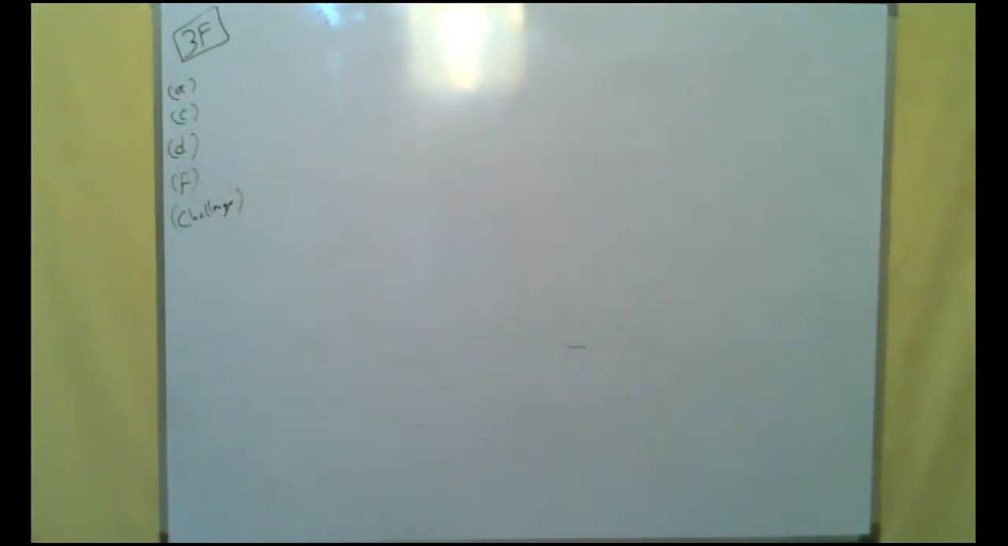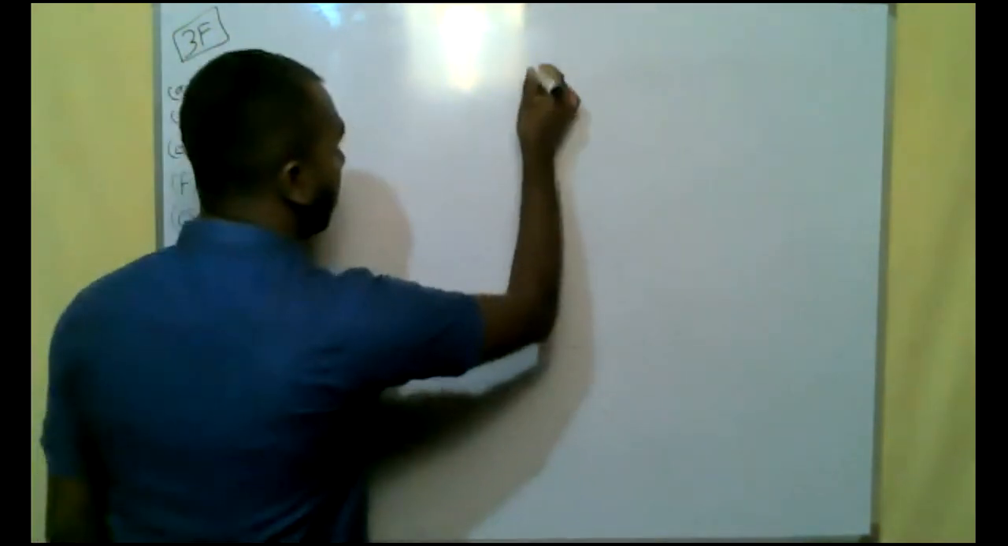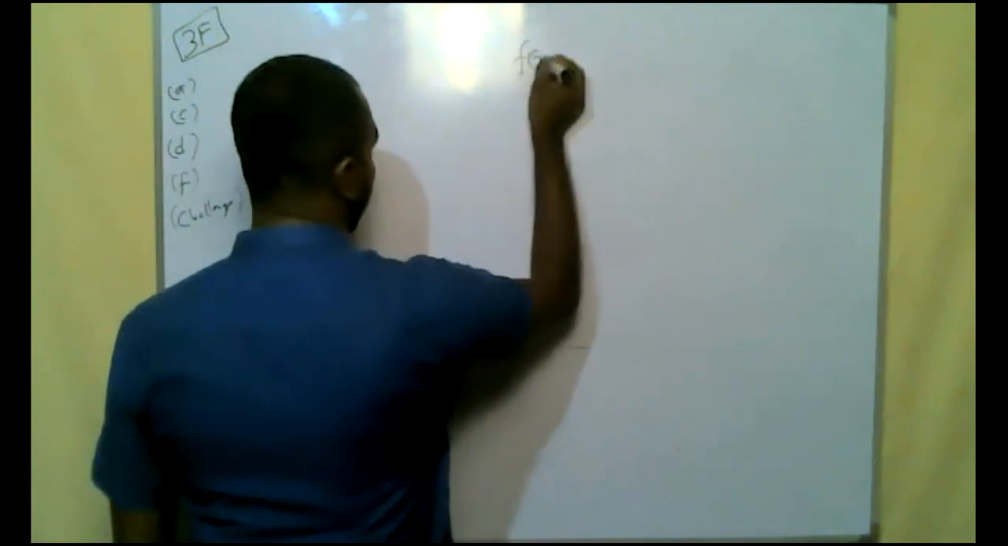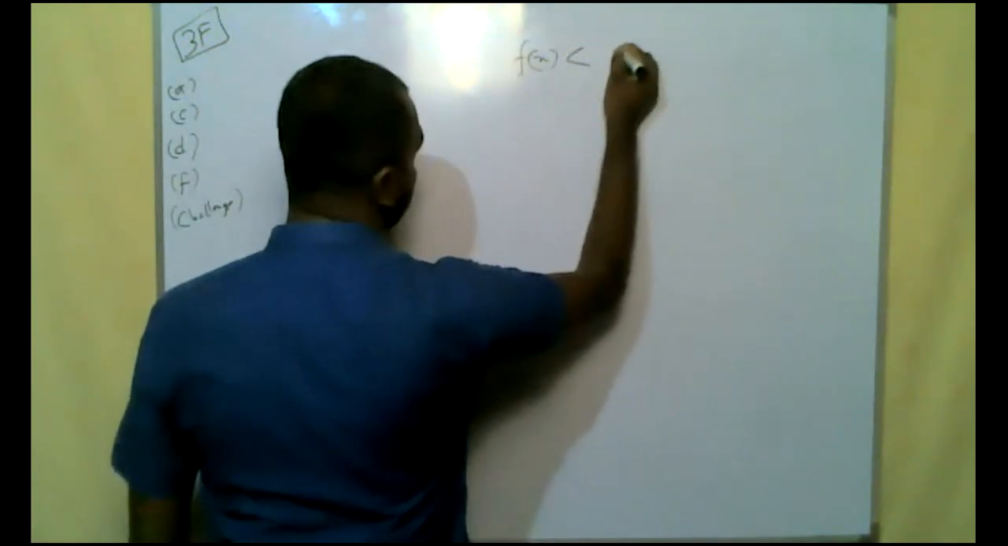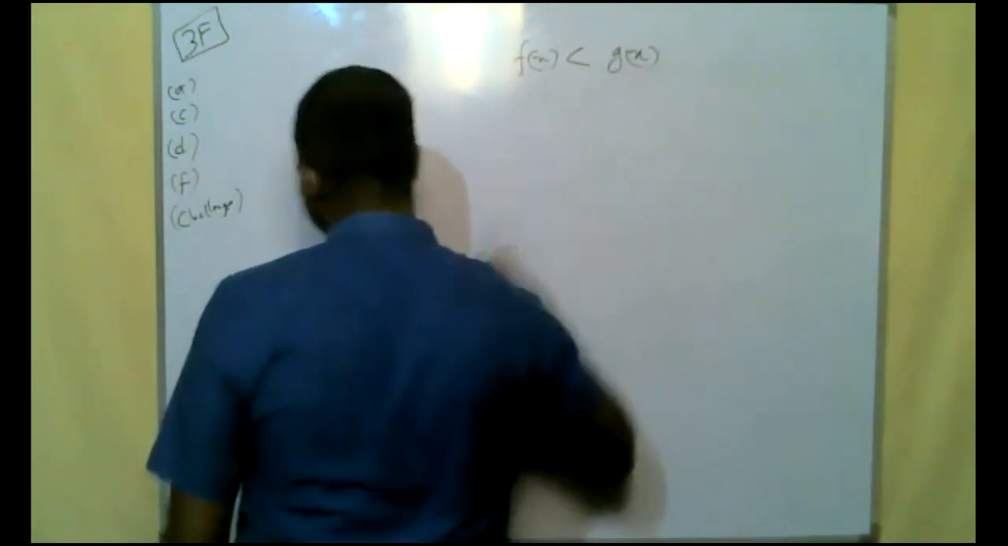Okay, so let's do the first one. Find the set of values of x for which the curve with the equation y equals f(x) is below the line with the equation y equals g(x). f(x) should be below. So what is the condition? f(x) is below g(x). This is the condition.